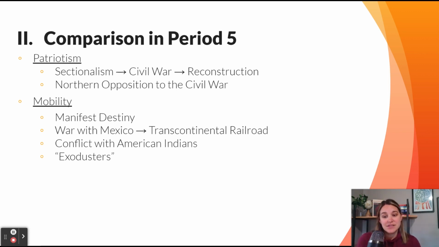Also, the term exodusers applies here. Exodusers are African Americans who move out of the South to Kansas during the period. And so this is one where you can think about how maybe the Civil War didn't have a big impact on mobility because it continued throughout the period. It was a strong American value before, and it continued to be a major part of the development of American history after the period.